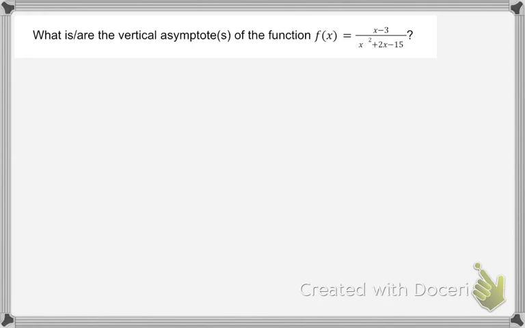So here we have a problem that says, what is/are the vertical asymptotes of the function f of x equals x minus 3 all over x squared plus 2x minus 15.